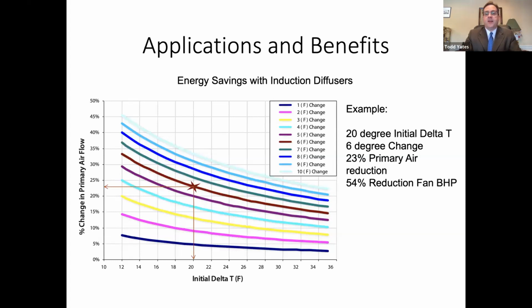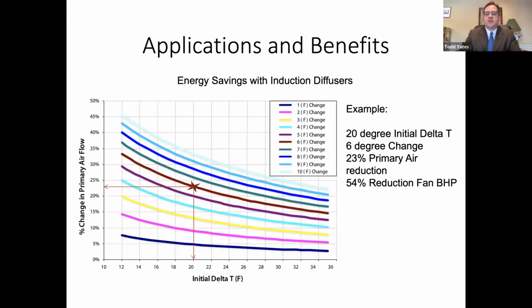You're now going to lower that 6 degrees, or I think your primary air would be at 55. You're going to lower that 6 degrees. So you take the initial delta T, follow that up to your change line, and then follow that to the left. So in this case, we had a 23% reduction in primary air over a conventional VAV system.